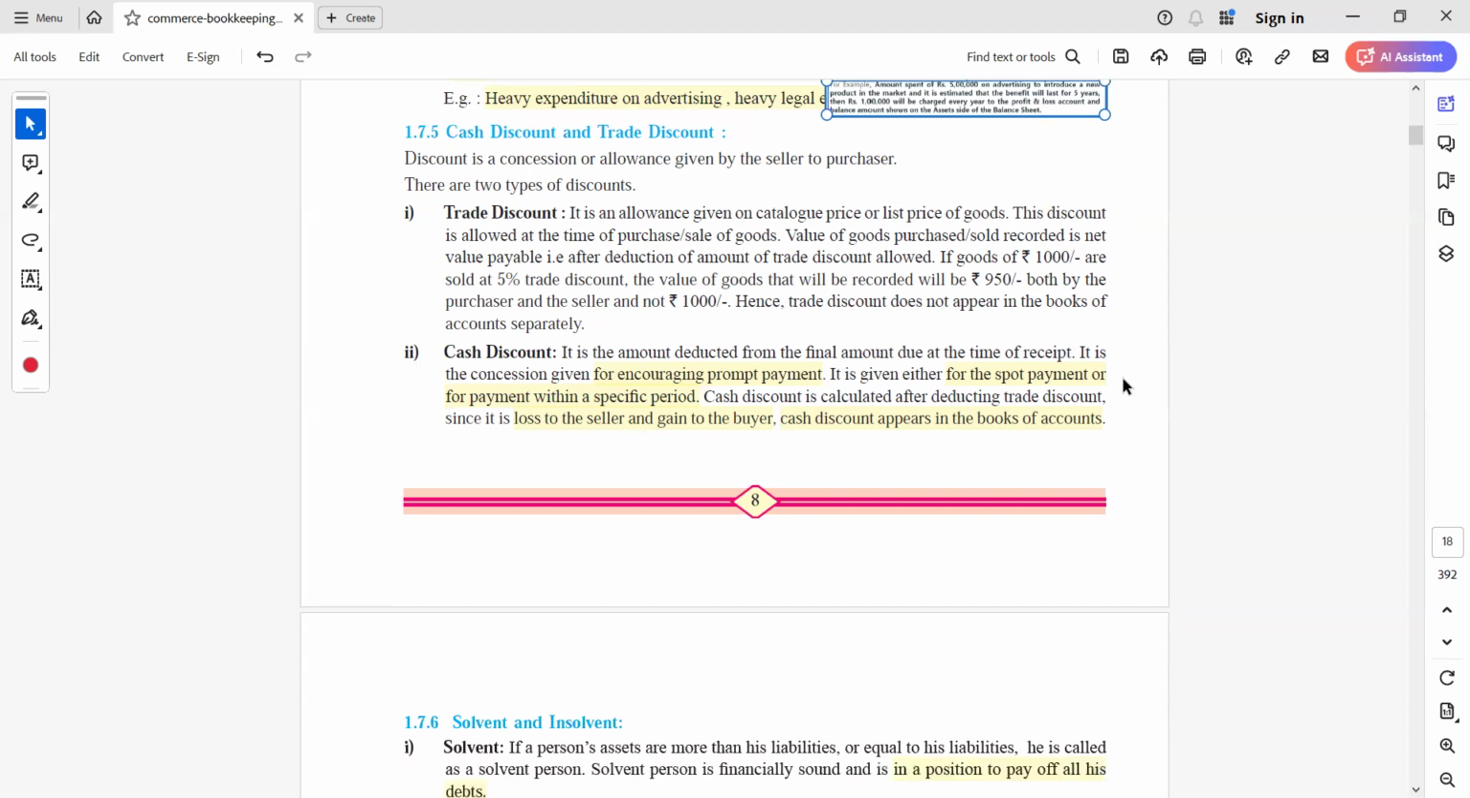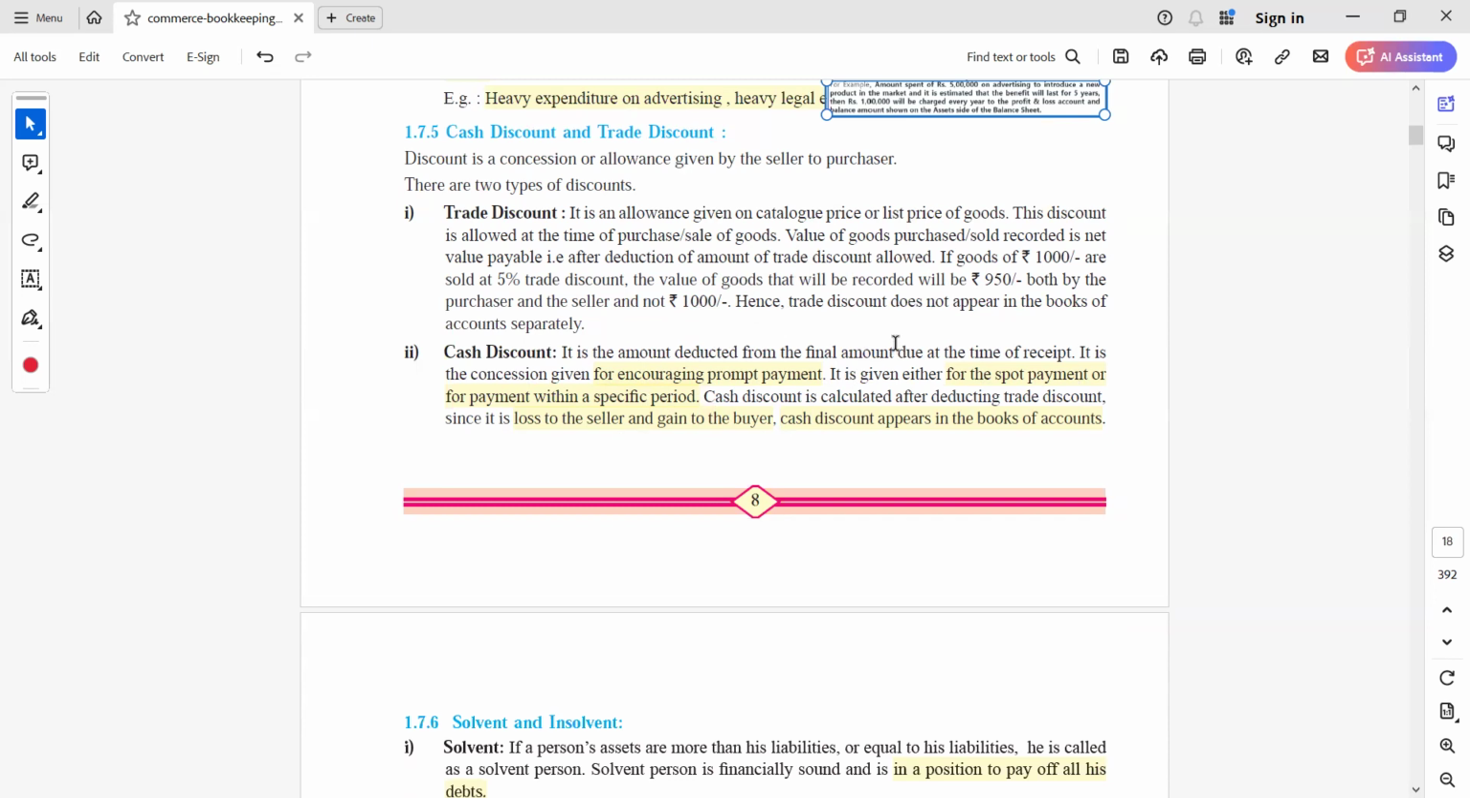It is the concession given for encouraging prompt payment. It is either for a spot payment or for payment within a specific period. So a cash discount is over and above the basic price. That means you will book the transaction at 1000, but you will give an additional discount.